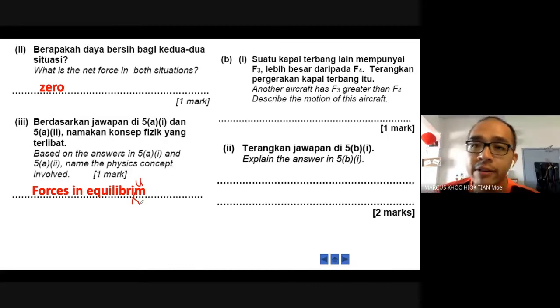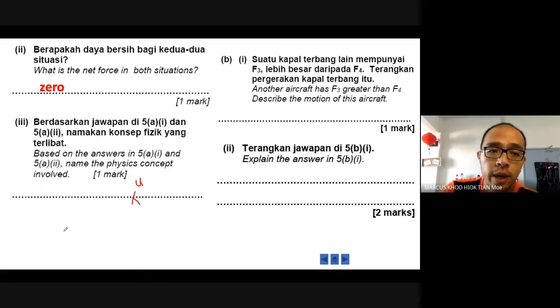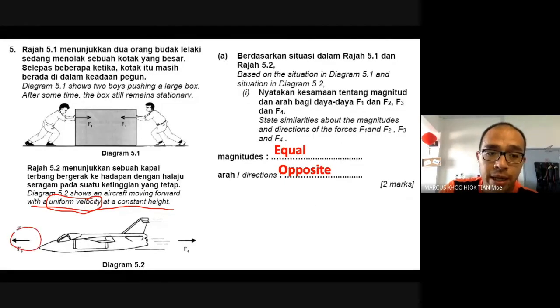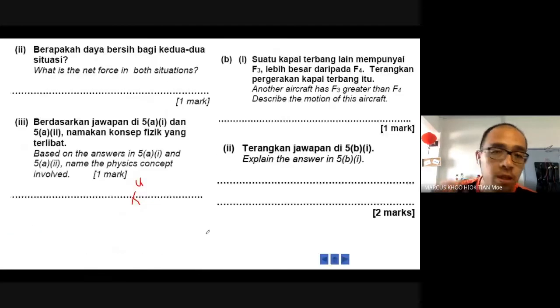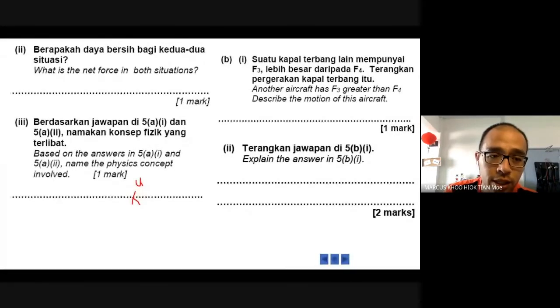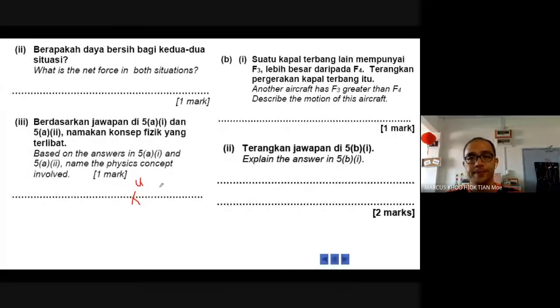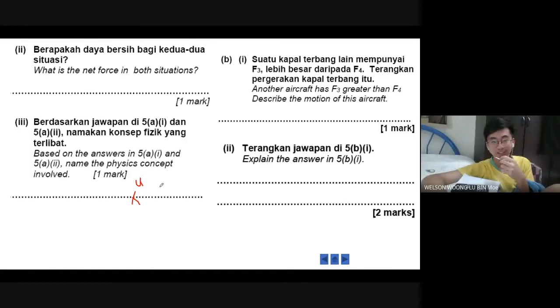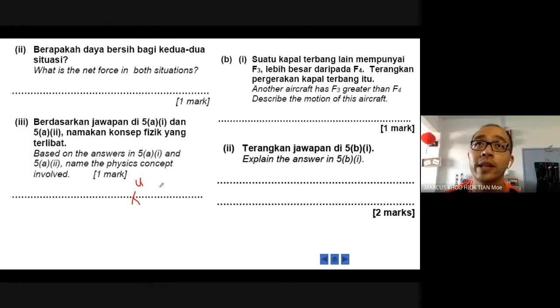Another aircraft has F3 greater than F4. Describe the motion. Now you have this situation where F3 is bigger than F4. Can anybody describe the motion of this object to me? Wilson? The aeroplane will move to the left. Okay, will move to the left. How?